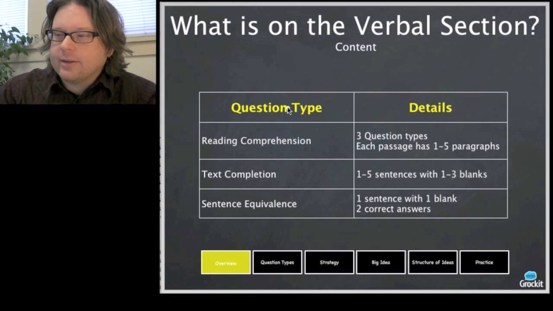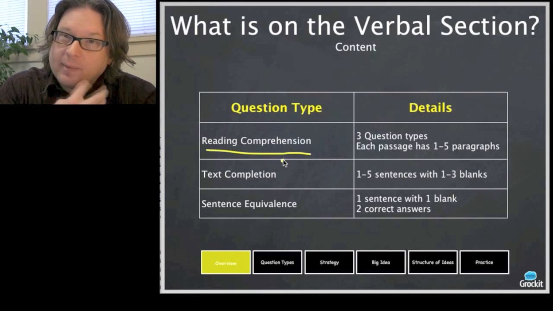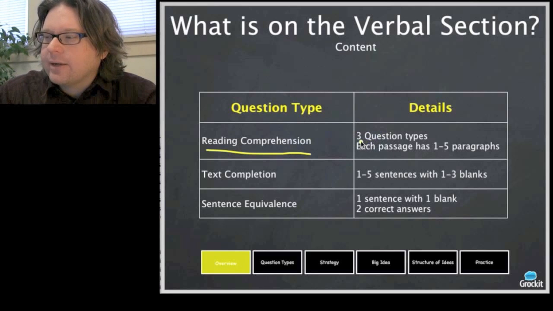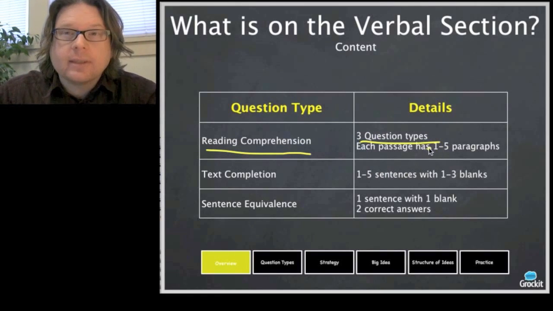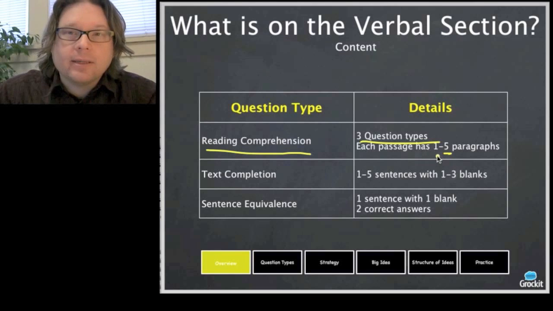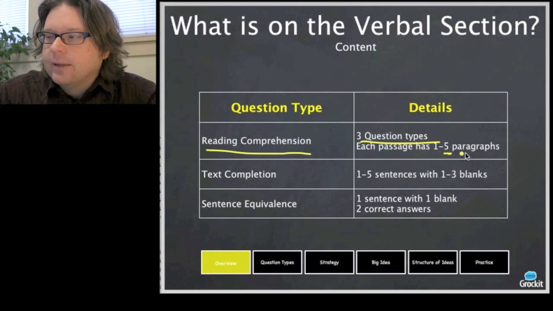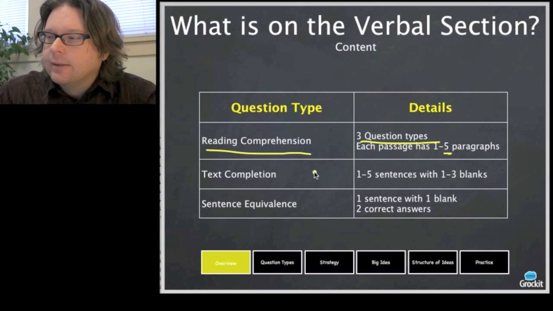Content-wise, these are the 3 major question types. We have the reading comp, which have little passages attached, and there are 3 question types, and each of those passages has between 1 and 5 paragraphs. You will run into some very short reading comprehension passages, as well as a few considerably longer ones. And your strategy, of course, does differ the more stuff from the passage that you're going to have to keep in your head, depending on the questions.